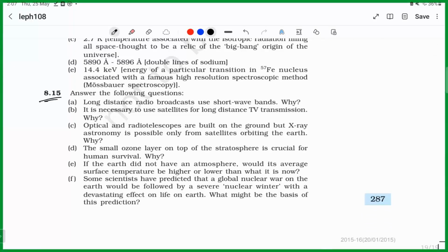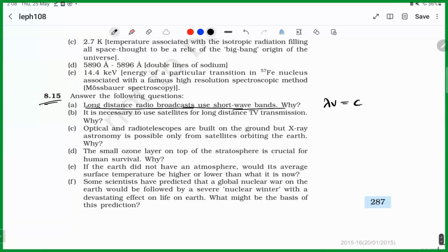So if you look at the first question, for example, long distance radio broadcasts use short wave bands. Why? Well, you wanted to travel long distance, right? So you clearly know from the formula lambda v equals c that if you increase the wavelength, you decrease the frequency. So what is a band? A band is basically a band of frequencies. So if you have a short wave band, then you have a long wavelength, which means it can travel long distance without getting attenuated with noise. Okay, so that is the reason.